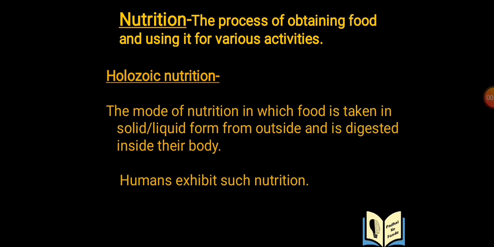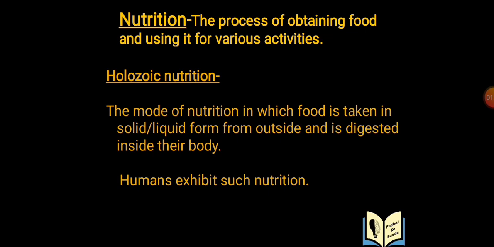The process of holozoic nutrition involves 5 steps. So here we'll study about holozoic nutrition and its steps. By the word holozoic nutrition, it is clear that this nutrition is found in heterotrophs. Heterotrophs mean the organisms which depend on food from others. So as we take ready-made food, we come under the category of heterotrophs. So we have holozoic nutrition.